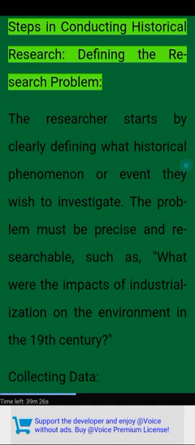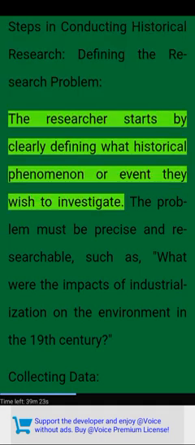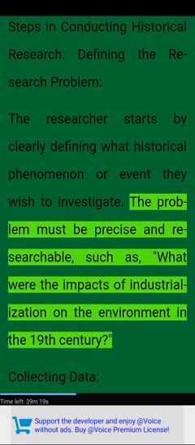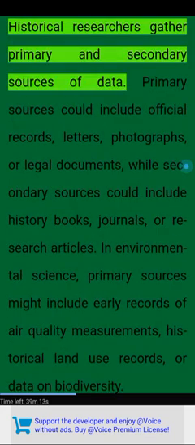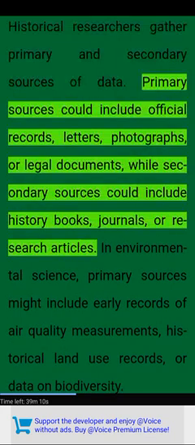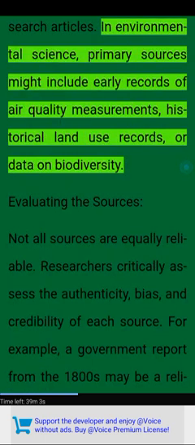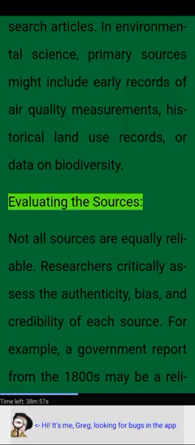Steps in conducting historical research: defining the research problem. The researcher starts by clearly defining what historical phenomenon or event they wish to investigate. The problem must be precise and researchable, such as, what were the impacts of industrialization on the environment in the 19th century? Collecting data. Historical researchers gather primary and secondary sources of data. Primary sources could include official records, letters, photographs, or legal documents, while secondary sources could include history books, journals, or research articles. In environmental science, primary sources might include early records of air quality measurements, historical land use records, or data on biodiversity.